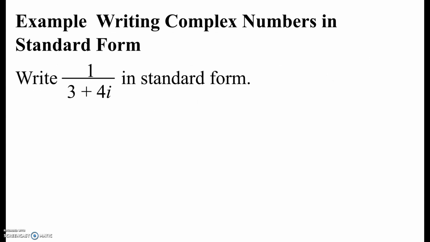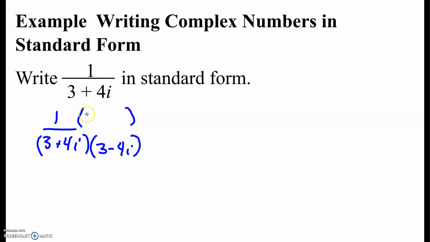So here we have a fraction, 1 over 3 plus 4i. We want it in standard form. So we're going to multiply the numerator and the denominator by the conjugate of 3 plus 4i, which is 3 minus 4i. And by doing that, we're going to notice something pretty unique. First of all, 1 times 3 minus 4i, pretty easy, 3 minus 4i.